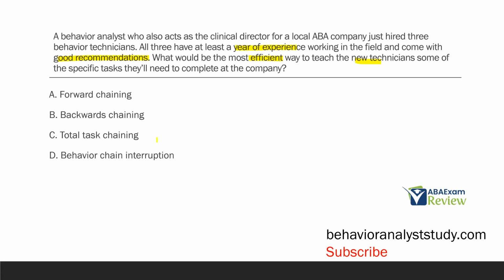Given their experience and their recommendations, the more efficient way would likely be total task chaining. We're not going to use behavior chain interruption because behavior chain interruption requires that your learner has already mastered the critical aspects. They're new tasks, they're new to the company, so we don't know they've mastered the skills yet, but based on their experience, what we know about them, we can likely teach the whole task and assume relatively confidently that they'll be competent enough to pick up on the task. And then the steps they don't know, we can teach those individually afterwards. That's going to be the most efficient way to teach these new technicians.